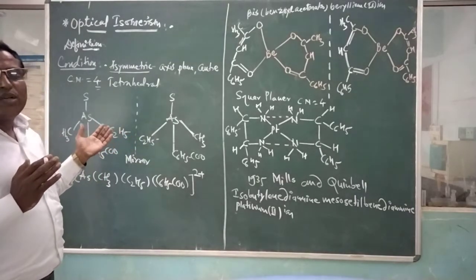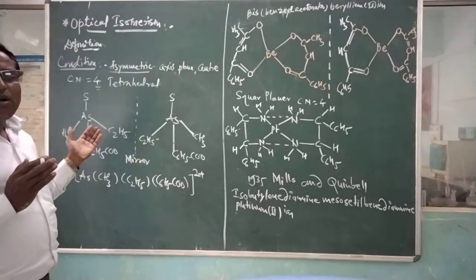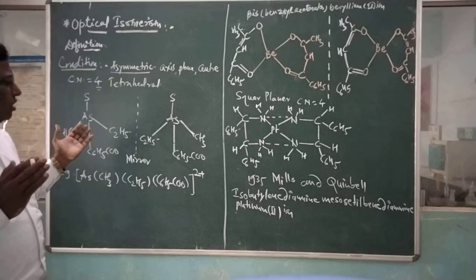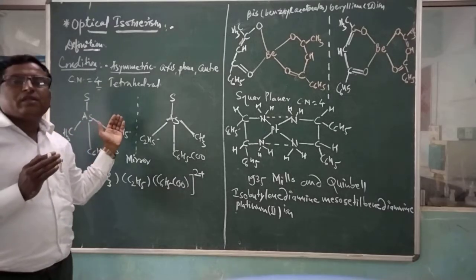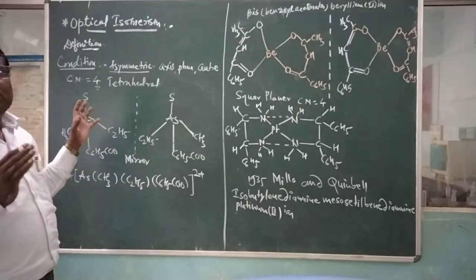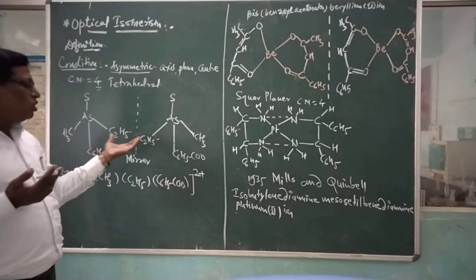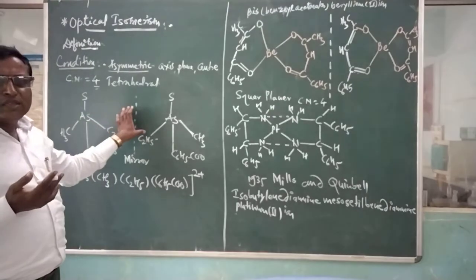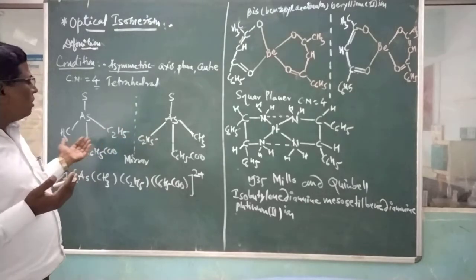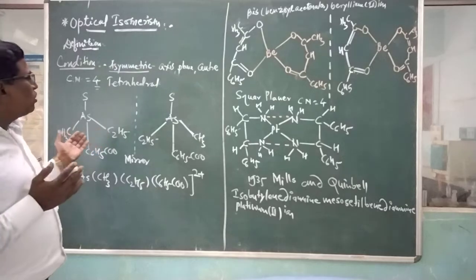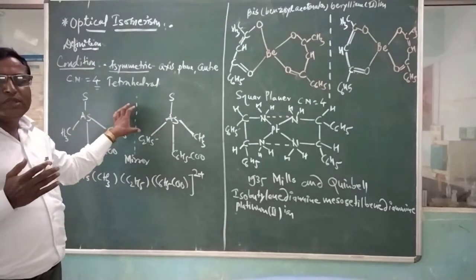Such compounds are called optical isomers, or enantiomers, or enantiomorphs. Enantio means opposite, and morphs means forms. That is, the two forms are opposite to each other. They are mirror images of each other. Such compounds are called optical isomers, and the phenomenon is called optical isomerism.